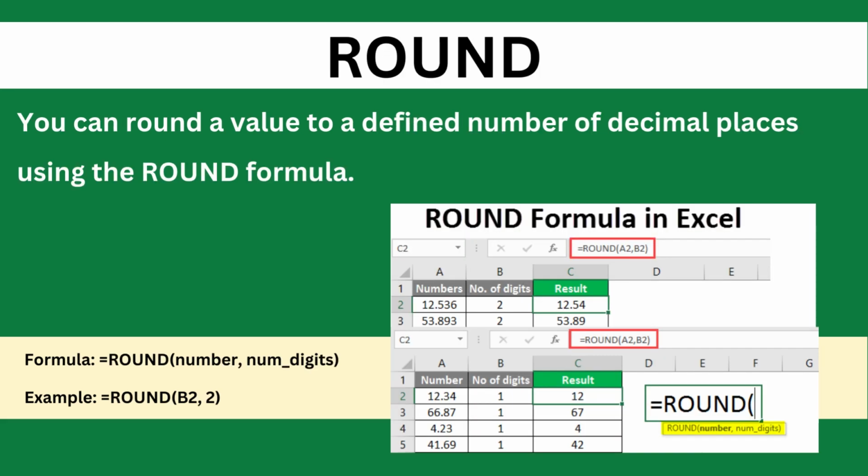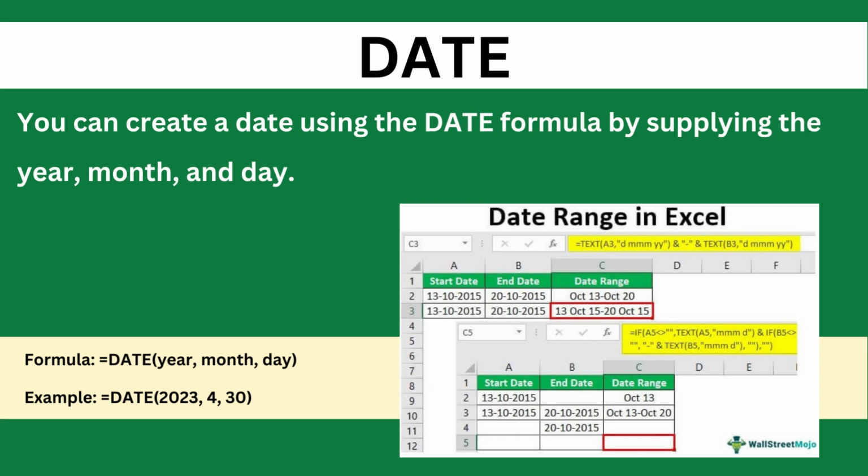You can round a value to a defined number of decimal places using the ROUND formula. For example, you can use the ROUND formula to round a price to 2 decimal places. You can create a date using the DATE formula by supplying the year, month, and day. For example, if you wish to construct an invoice due date depending on the invoice date, you can do so.